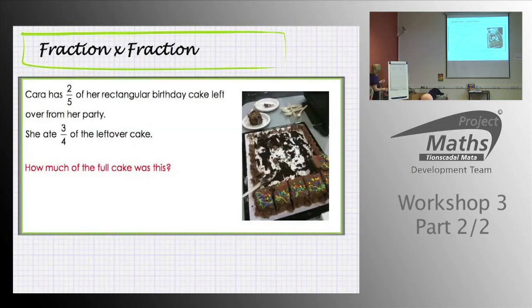So this is the last one of these, a fraction by a fraction. So you can see where we were going. I've gone quickly through the teaching and learning plan. We started with whole number by whole number by fraction, and now we're looking at fraction by fraction.